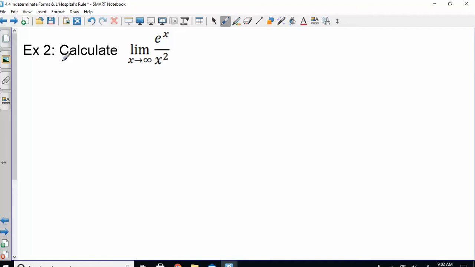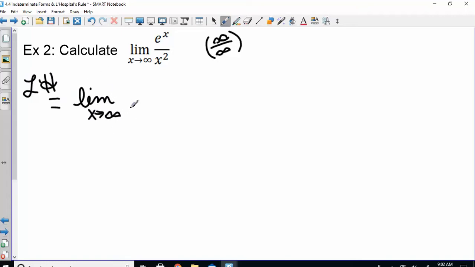Limit as x approaches infinity of e to the x over x squared. On the top, if I plug infinity in, what is e to the infinity going to? Infinity. E to a power, the bigger the power, the bigger your answer. Okay, on the bottom, what's infinity squared? Just infinity. So can I use L'Hopital's rule? Yes, if it's 0 over 0 or infinity over infinity. So please put the LH to show me that you're doing L'Hopital's.